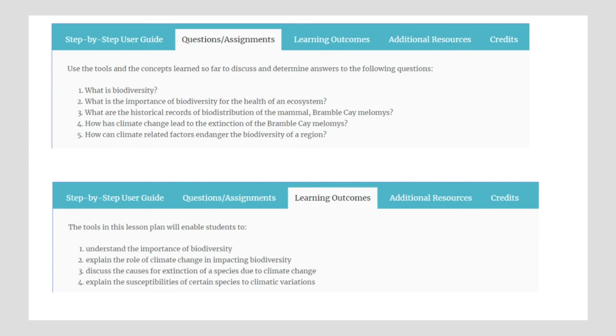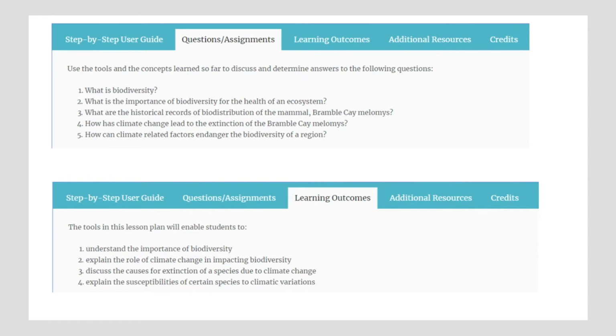There are several questions that you can ask your students in using this lesson plan. So, use the tools and concepts learned so far to discuss and determine answers to the following questions. What is biodiversity? What is the importance of biodiversity for the health of an ecosystem? What are the historical records of biodistribution of the mammal Bramble Cay melomys? How has climate change led to the extinction of the Bramble Cay melomys? How can climate related factors endanger the biodiversity of a region?